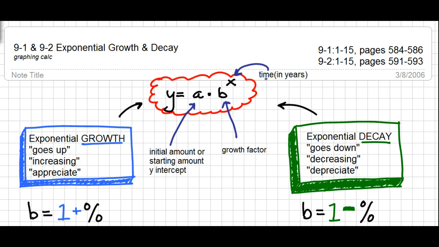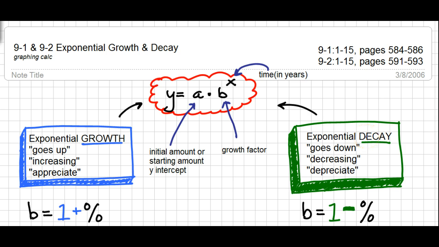So when a population is growing, we call that exponential growth. And the word problem that goes with it will use words like the population is going up or increasing, or the value of the item is appreciating in value. When you're working with an exponential decay situation, that means the population or the item that you're working with, the house or the car, is going down or decreasing in value or depreciating in value. So the growth factor is what's going to determine if it's a growth or decay situation.